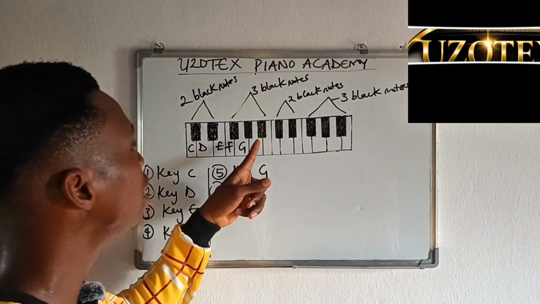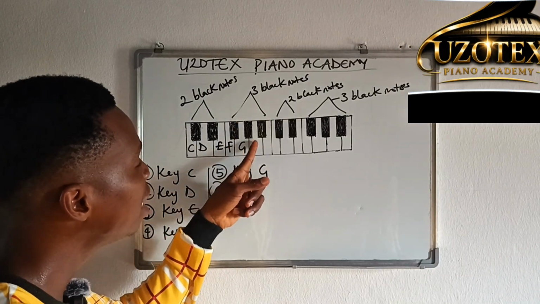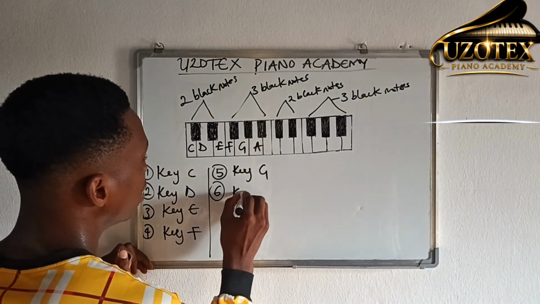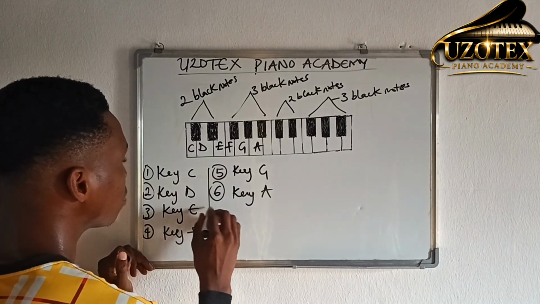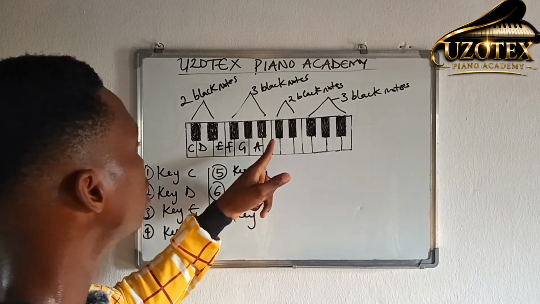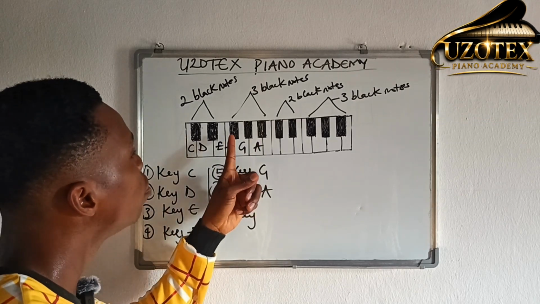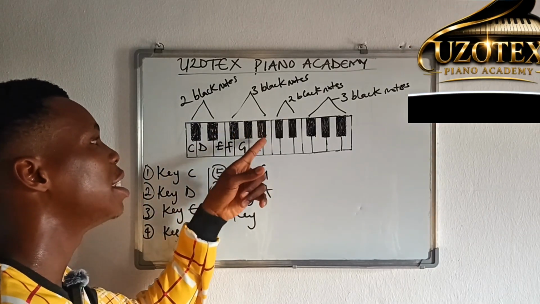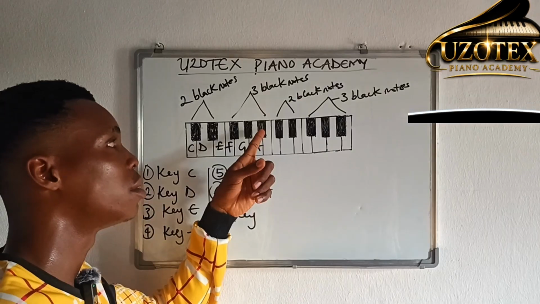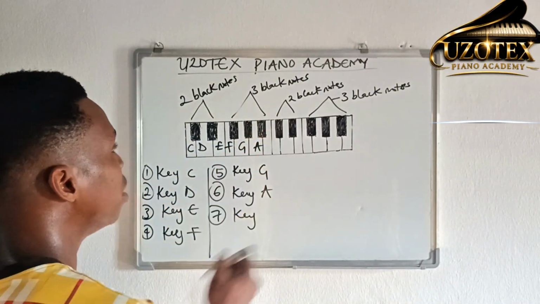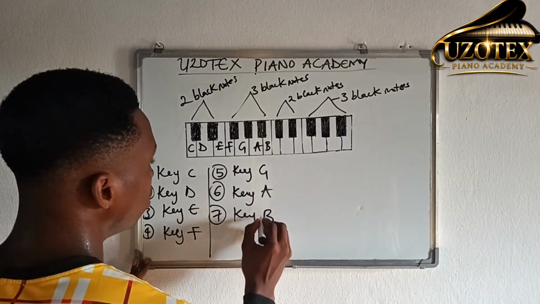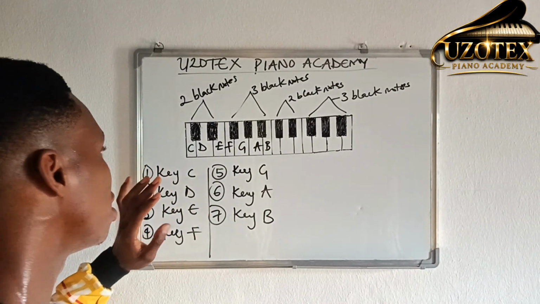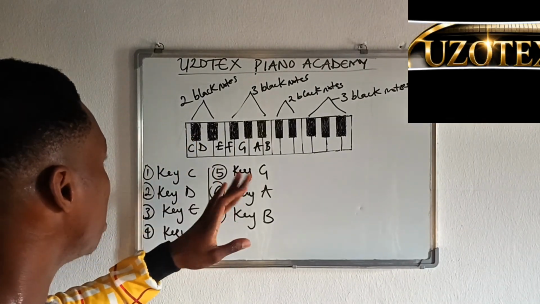Again, the note that is found immediately after the second note of the three black keys is called key A. Key A. Now this key is the note found immediately after the three black notes, or you can say the note found immediately after the third black note, is key B. It's key B. Like I said, we have 7 keys in the piano or keyboard, whichever one you're using to learn.